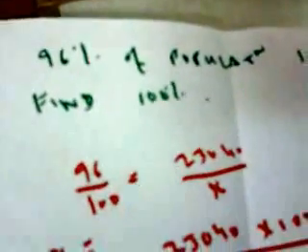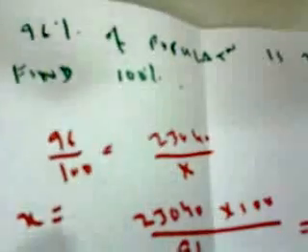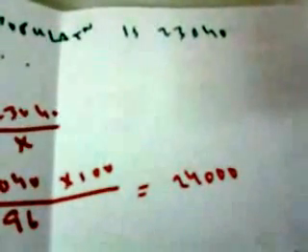Next question. 96% of a population is 23,040. Find 100%. We'll use ratio here. 96 is 23040, so 100 is x. So what is x? Just do the cross multiplication. x equal to 23040 into 100 by 96 comes to 24,000.